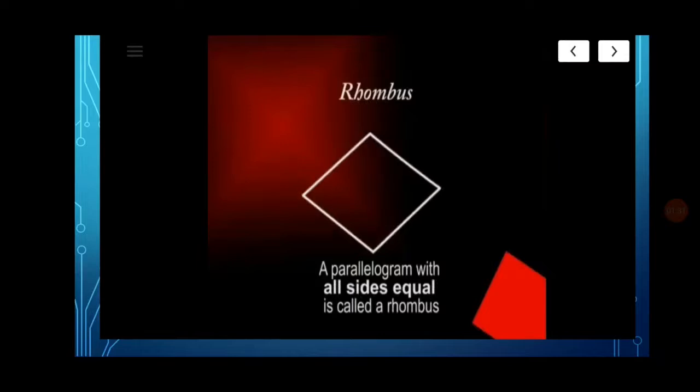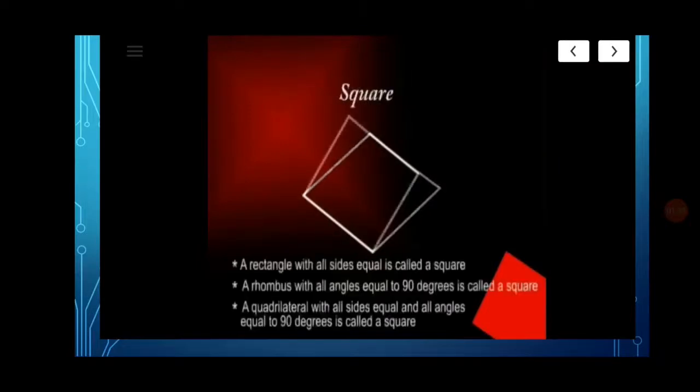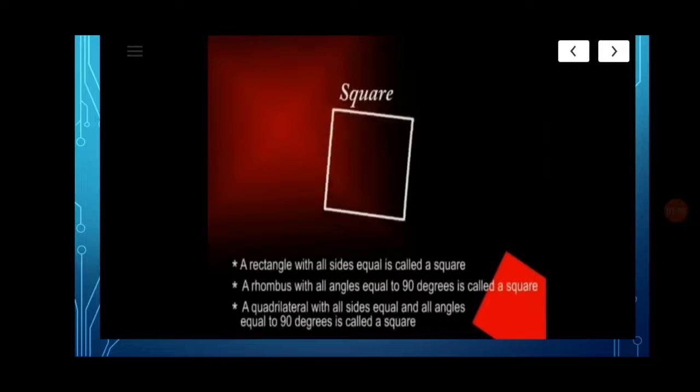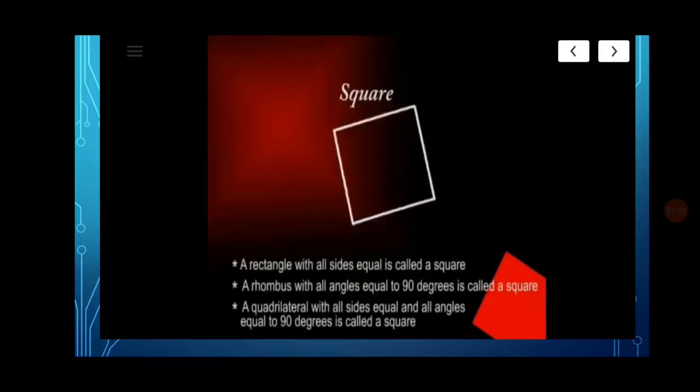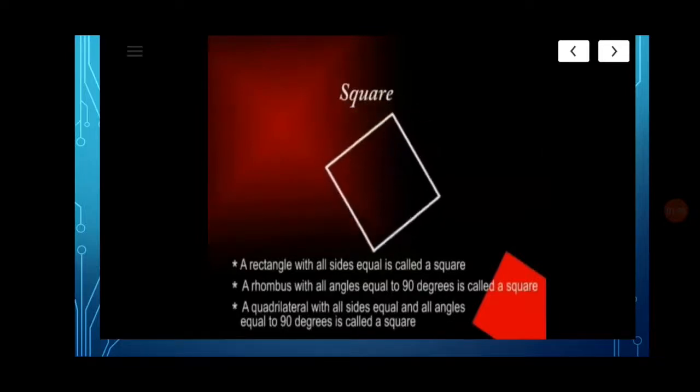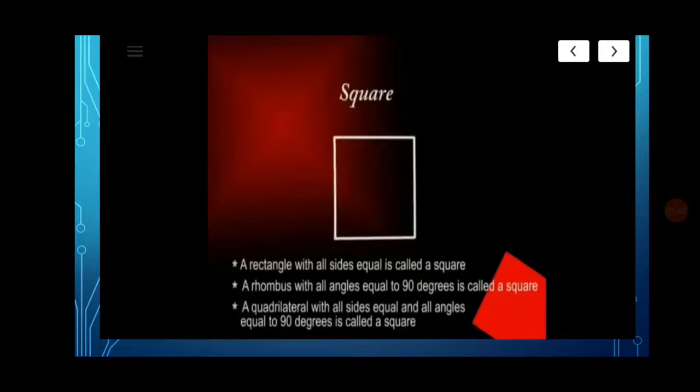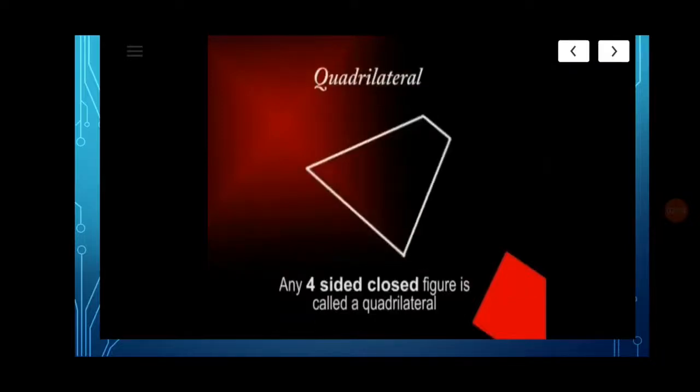The most important is square. Usually we will say square means all sides are equal. Here we have a different definition. A rectangle with all sides equal is called a square. A rhombus with all angles equal to 90 degrees is called a square. A quadrilateral with all sides equal and angles equal to 90 degrees is called a square. Here we have to check the angle also. If all sides are equal, it will be a rhombus. That angle should be 90 degree. That is also important. Okay.